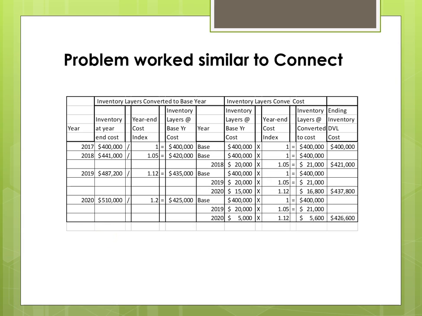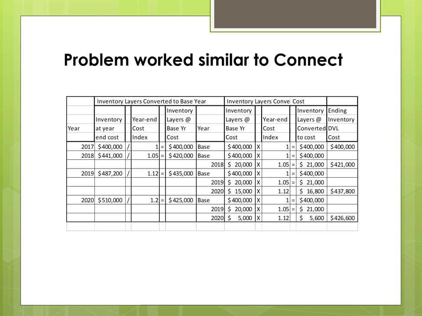Now this is what it looks like if you do it similar to the way it is in Connect. You get the same answer, but I'm trying to show you what it looks like. Their inventory layers converted to base year, which is what I did. And I showed the indexes, and then I show the layers.